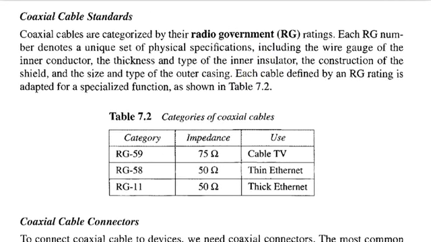Coaxial cable standards. Coaxial cables are categorized by their radio government (RG) rating. Each RG number denotes a unique set of physical specifications, including the wire gauge of the inner conductor, the thickness and the type of the inner insulator, the construction of the shield, and the size and type of the outer casing. Each cable defined by an RG rating is adapted for a specialized function.